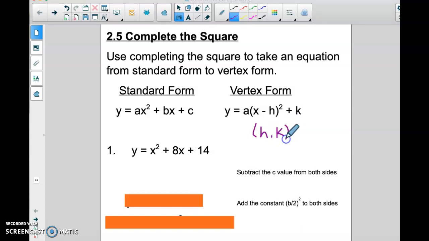So just something to remind us. That was early on in chapter 2. I'm really bad at writing with this pen. But here we go, that's my vertex. Okay, so a question is going to look something like this. It's going to say y equals x squared plus 8x plus 14. So make the connection that these two are the exact same form. I want to take this equation and put it into this form, vertex form, and it's the same exact steps of completing the square.